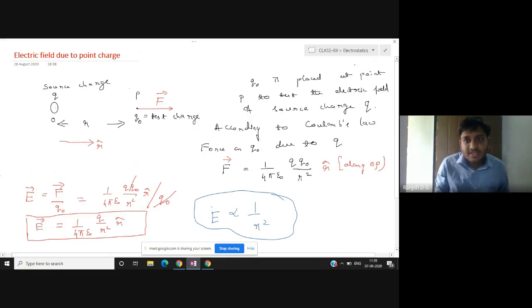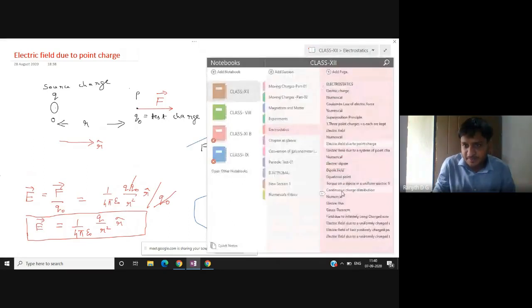Now, once we have discussed this, we need to see that I have taken only one point charge. What if there is a system of point charges in a space? So let us do that.